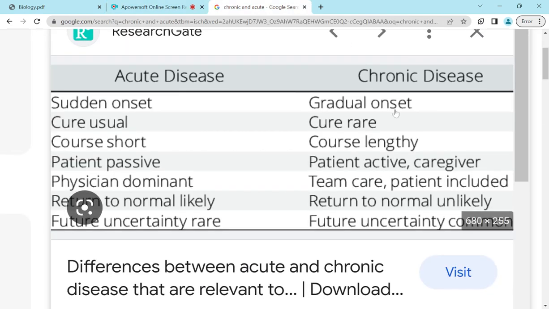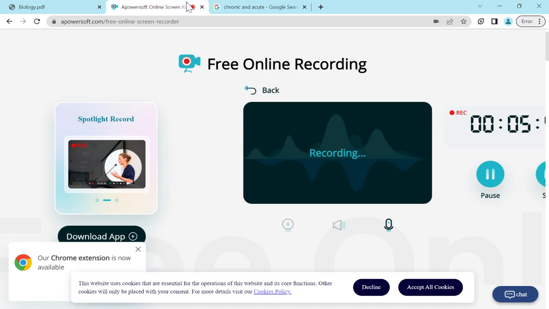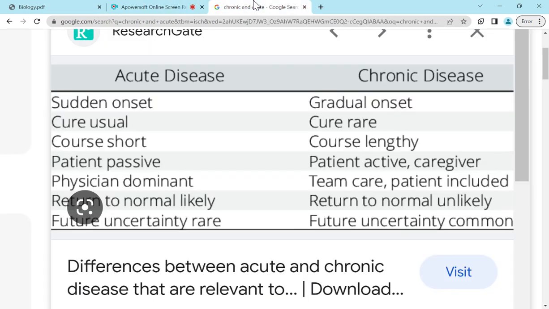Yeah. So chronic disorder or chronic disease is just the opposite of this. There's a gradual onset. The cure for it is quite rare, and the course is lengthy. So just the usual differences. Moving on. Now we're going to go to hormonal causes.